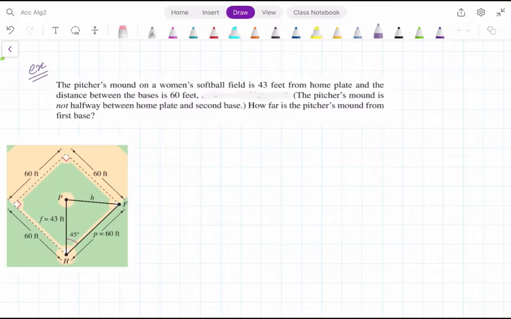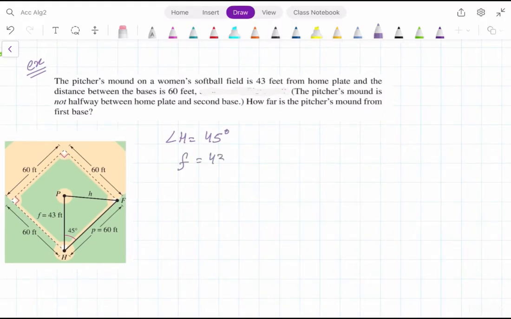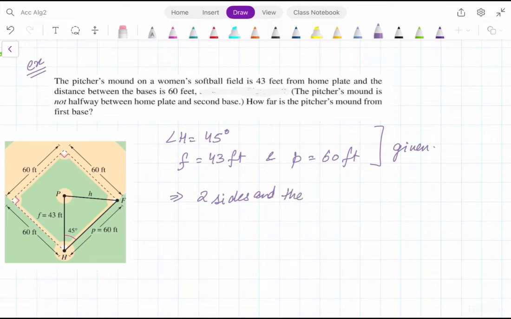Let's take one word problem. So one word problem is given, and the image is given. If you look at the image and read the word problem, we are given the side length F, side length P, and the angle in between, 45 degrees. So this is the case of side angle side, because the angle is sandwiched between two side lengths, right? And they are asking how far is the pitcher's mound from the first base.